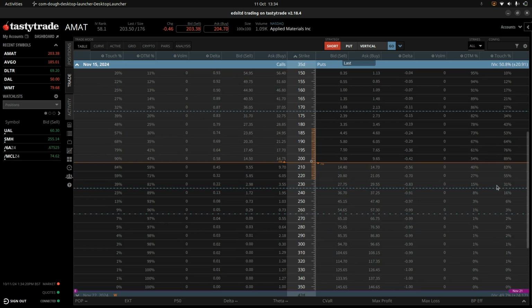And just to give you a rundown of what is happening, we've got a horizontal orange bar here that shows you where price currently is with respect to the strikes. As we can see, it's currently trading at about $203.50, which is right in between 200 and 210. And then we've also got this vertical orange bar here that shows you what the expected move is of AMAT over the next 35 days.